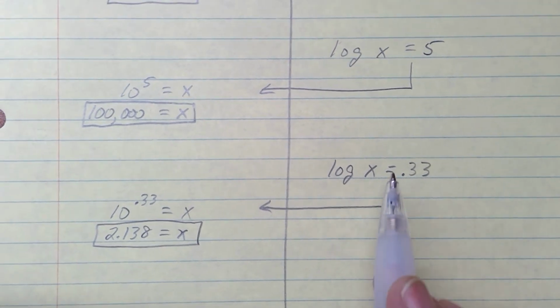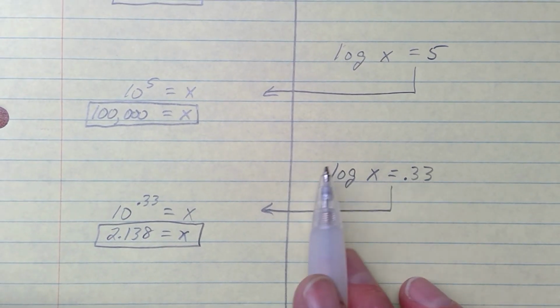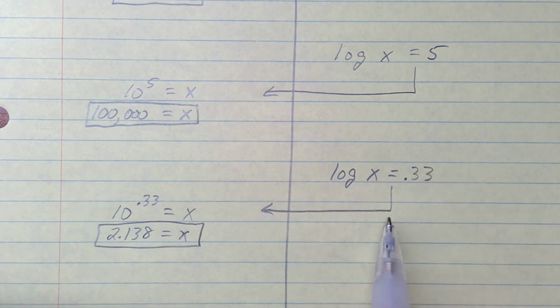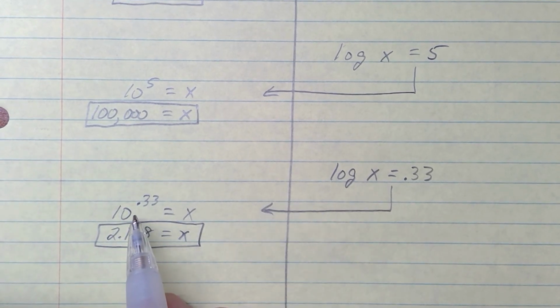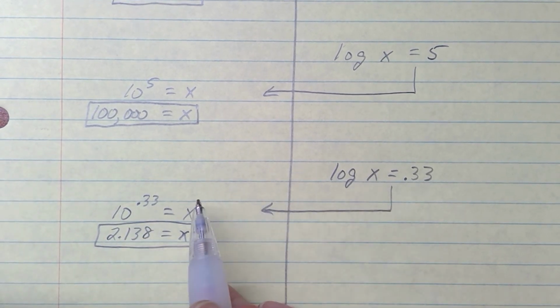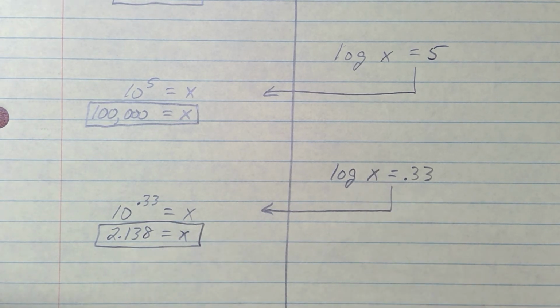And then finally, log x equals 0.33. I know the exponent, so this whole equation is unnecessary. Just take it back to exponent form. Put the 0.33 on the understood 10, like that, and it's going to equal your product, your answer, x. And then just double check it by plugging it back in and making sure it works.